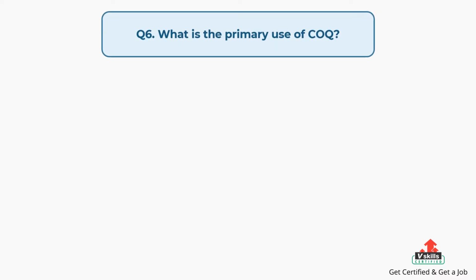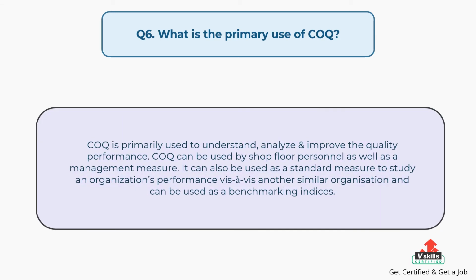Question number 6. What is the primary use of COQ? The answer is, COQ is primarily used to understand, analyze and improve the quality performance. COQ can be used by shop floor personnel as well as a management measure. It can also be used as a standard measure to study an organization's performance vis-à-vis another similar organization and can be used as a benchmarking index.